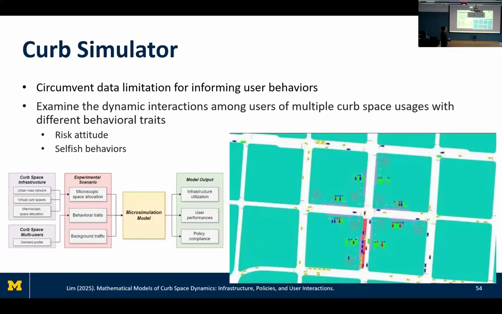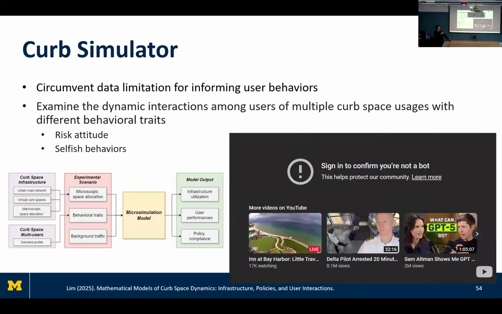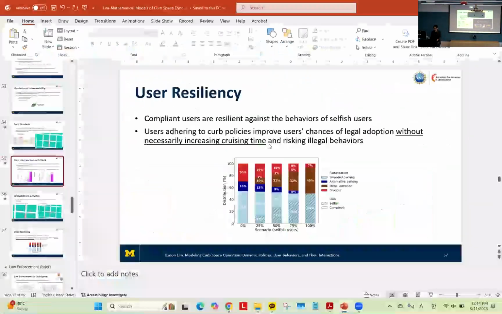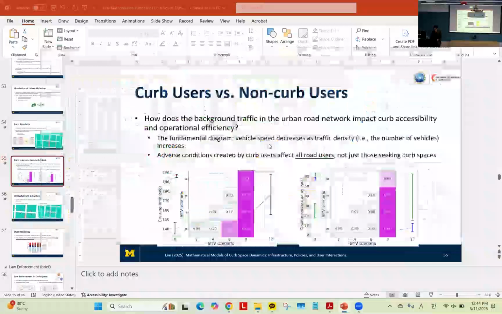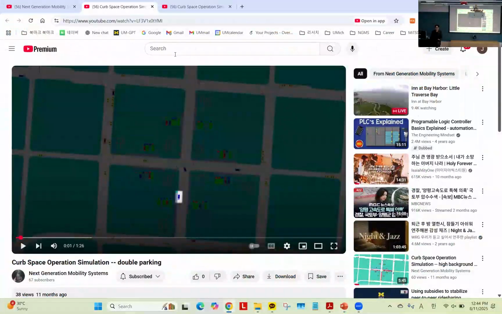I had a recording, but Wi-Fi is slow, so this will happen. Instead of going through the slides, I'll just conclude my talk by showing some recordings. For example, this is one example of how I model double parking behavior on the curb.